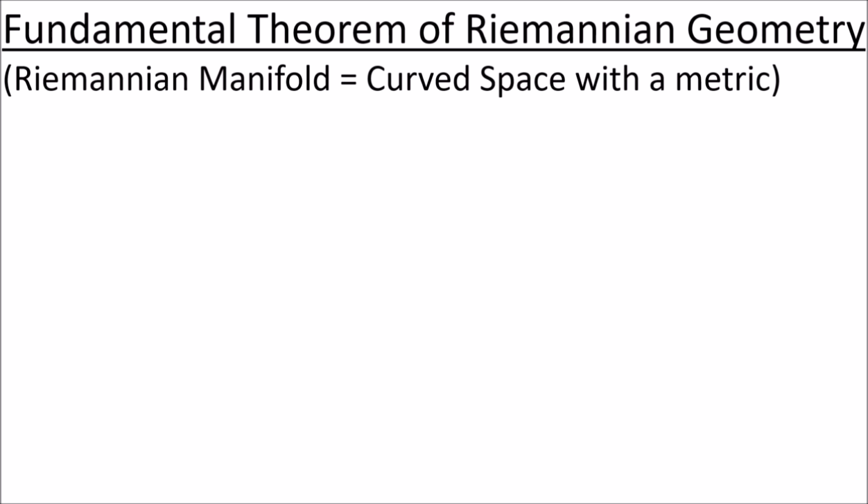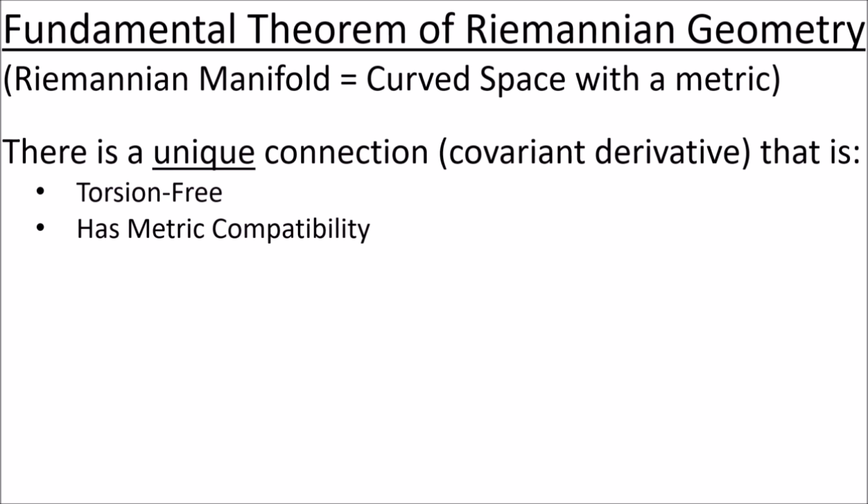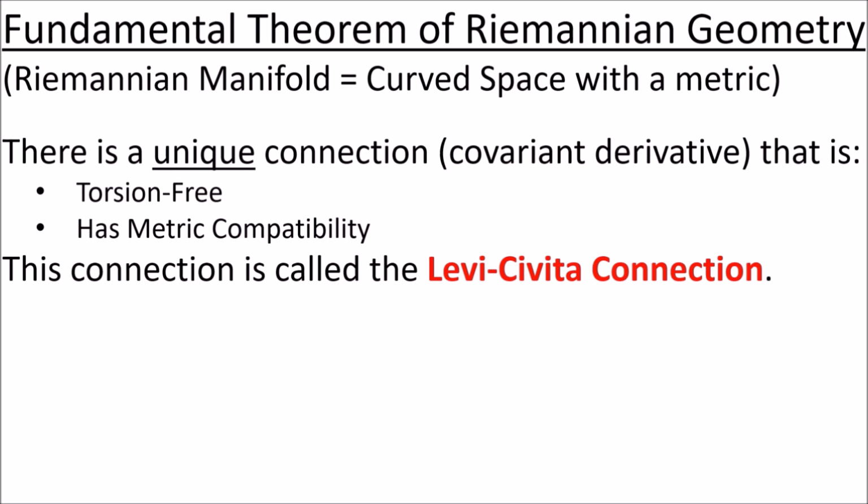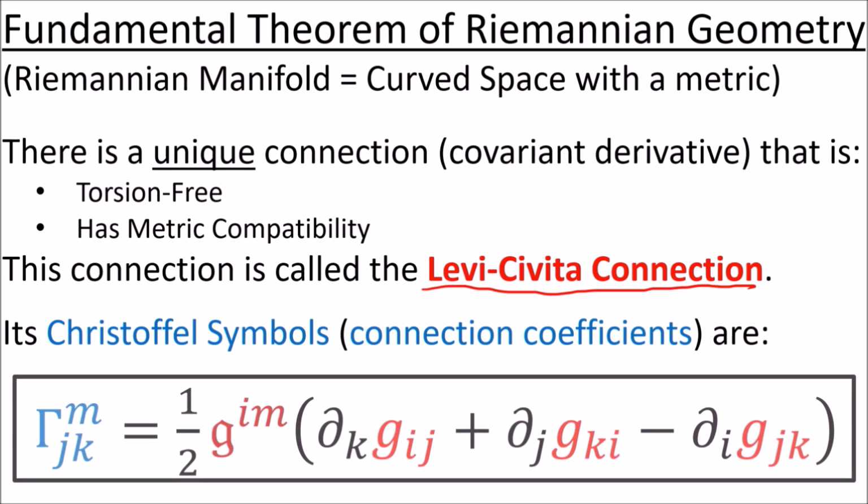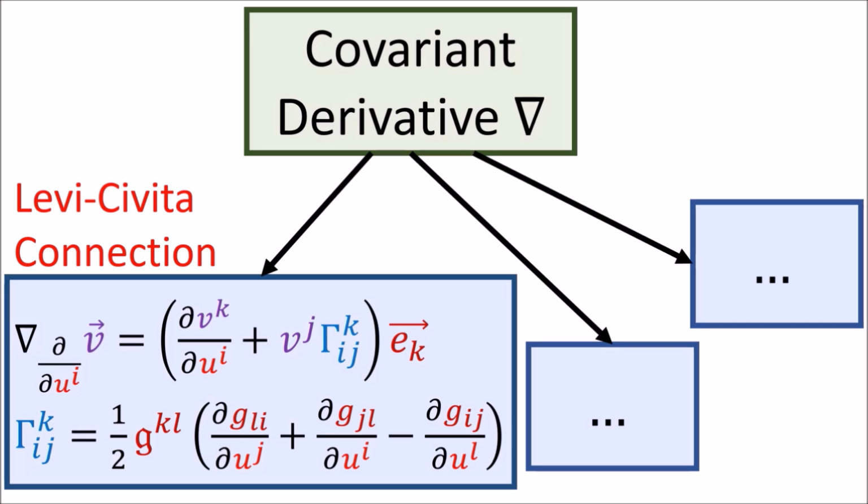And when we're talking about Riemannian geometry, a Riemannian manifold is basically just a curved space where we have a metric for measuring distances. Anyway, this theorem states that there is a unique connection, or a unique covariant derivative, that is torsion-free and has the metric compatibility property. And again, this unique connection is called the Levi-Civita connection, and it's the connection where the Christoffel symbols, which are sometimes called connection coefficients, are given by this equation. So I've basically spent 3.5 videos describing the Levi-Civita connection, which is the covariant derivative we're all familiar with.